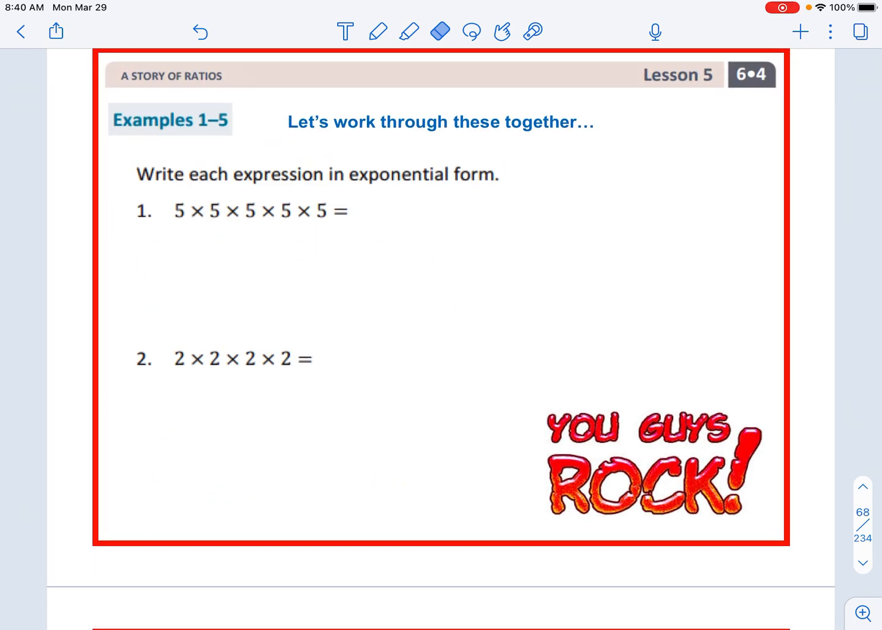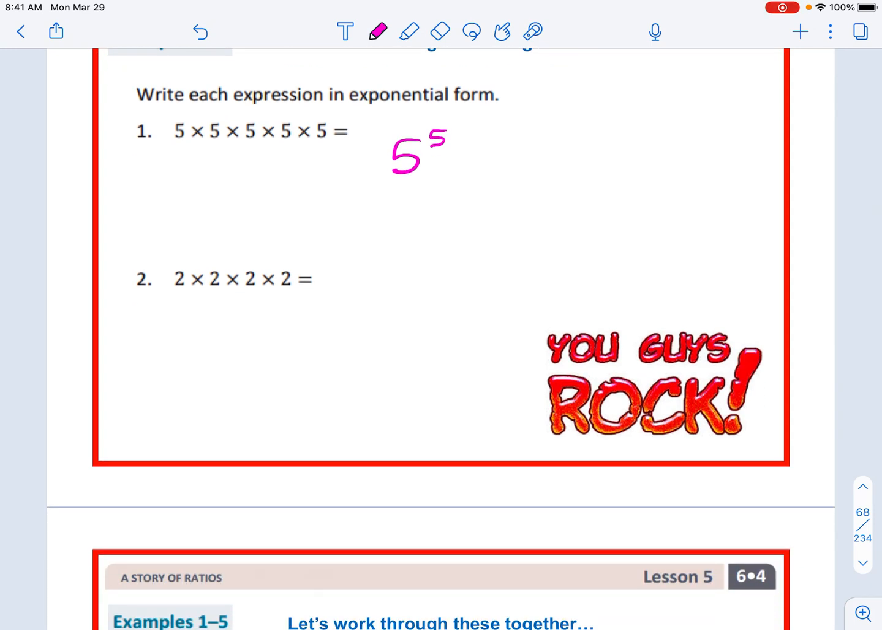So let's look at example 1, okay? Example 1 just tells us write each expression in exponential form, okay? So we have 5, 1, 2, 3, 4, 5. 5 to the fifth power, okay? And that's it. We have 5 to the fifth power. That is that expression in exponential form, okay? Now we have 2 4 times, so this is going to be 2 to the fourth power, okay?